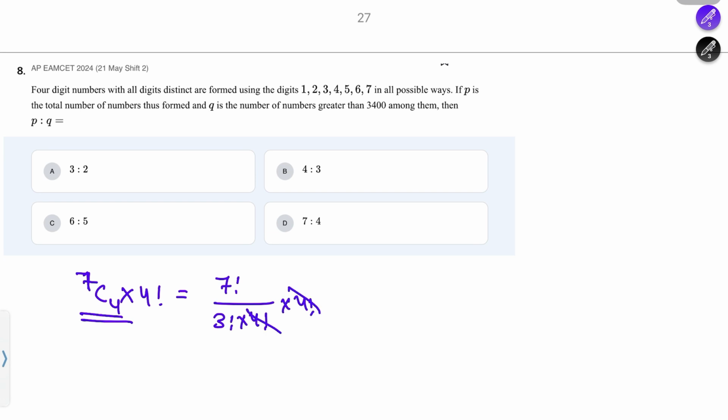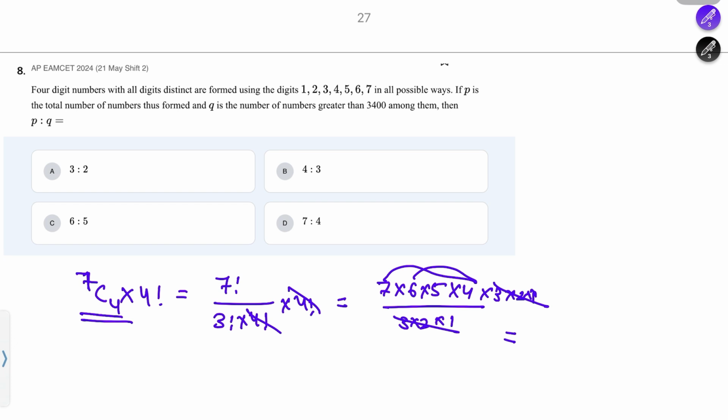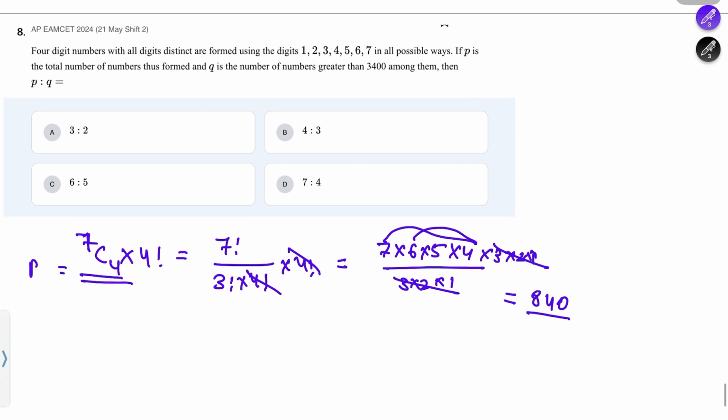So 4 factorial cancels out, so 7 factorial into 3, so 7 into 6 into 5 up to 3, that is the 4. Then 3 into 2 into 1 cancels out. So 7, 6, 5 and 4, multiply that. So 28, 7, 14, 84, 840. Okay, and next, that is the P part and find the other part, the Q.